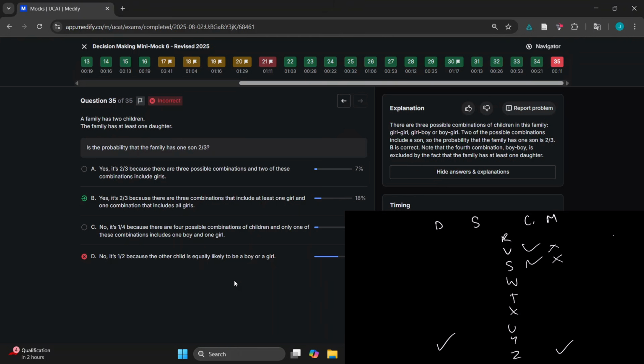Probability the family has one son, 2/3. Because there are 3 combinations that include at least one girl and 1 combination that includes at least all girls. Oh. I mean, that's an interesting one because I would have thought that since we know they have at least one daughter for sure. Yeah, actually, no, that does make sense.